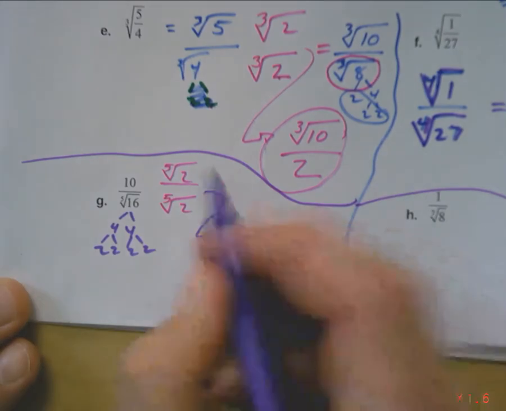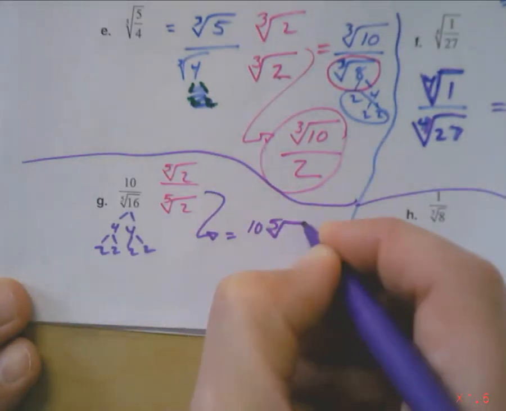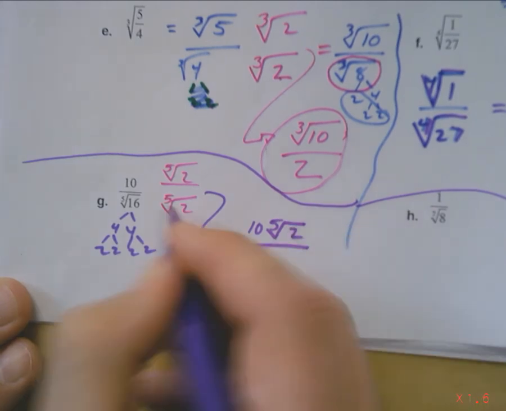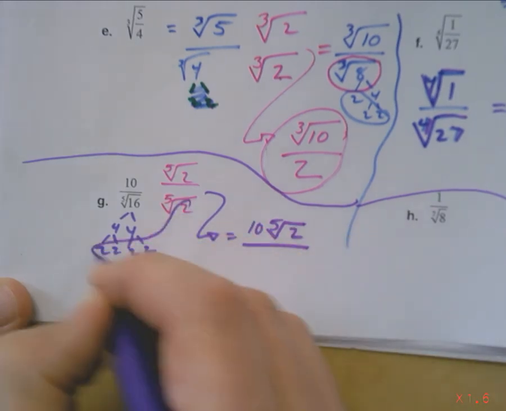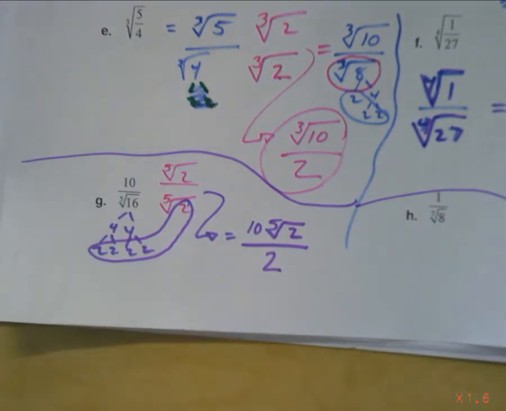So 10 times the 5th root of 2, that's 10, 5th root of 2. And now look at all these 2s I have. I got my 5 2s, I write it 1 time. Okay, so I've just rationalized it by multiplying by what it was missing. It needed 1 more 2.